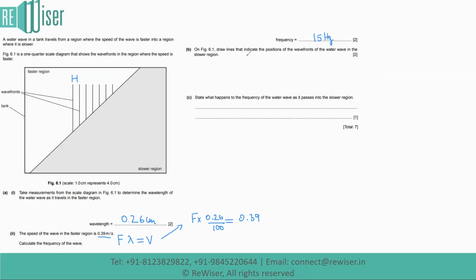Now, draw lines that indicate the position of the wavefronts of the water wave in the slower region. To indicate the position of the wavefronts in the slower region, we just need to show that the wavefronts are bending from faster to slower, or from a region of lower density to a region of higher density. The wavefronts are going to bend towards the normal. The simplest way we can denote this is by drawing imaginary lines to help us understand where the wavefronts are going. If this is a particular path a wave takes corresponding to the wavefront, and this is the normal, the wave is now going to bend towards the normal.